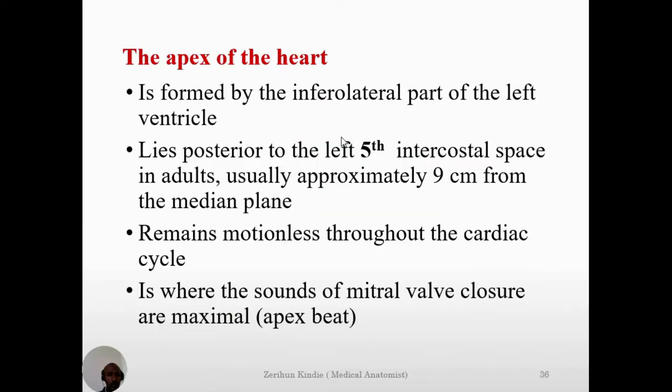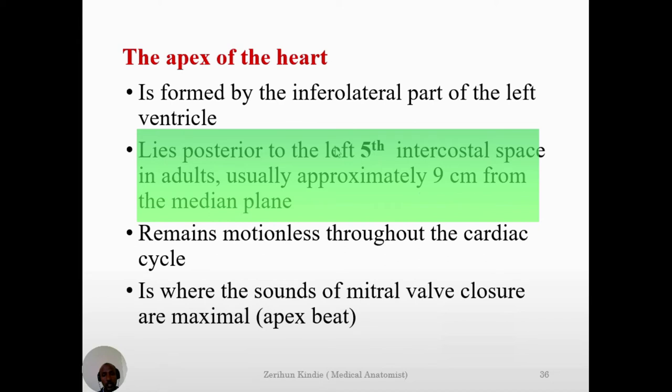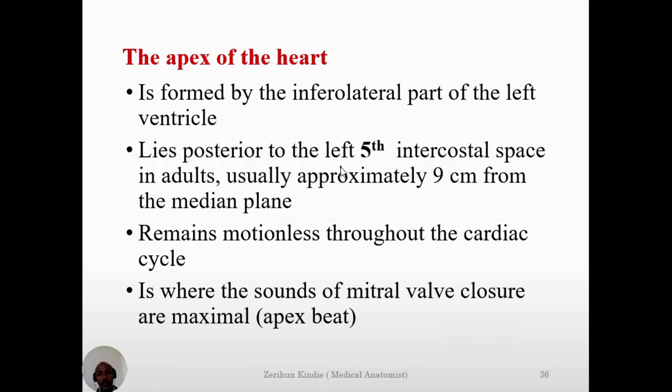If you want to find the apex of the heart on the outer, superficial part, you can find it at the left fifth intercostal space, at the midclavicular line, or 9 centimeters from the median plane. So the apex of the heart is found on the left side of the thoracic cavity, at the level of the midclavicular line, fifth intercostal space, or when we measure it, 9 centimeters from the median plane.